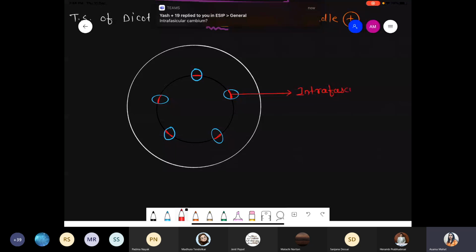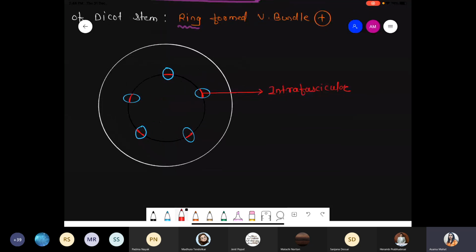Intrafascicular cambium. Why are we talking about the intra? Because they are present between the xylem and the phloem. For simplicity, I just removed one vascular bundle. Inside this vascular bundle, there is a red line, that is called the intrafascicular cambium, which is a part of the cambium. Toward the outer side, there is the primary phloem, P for phloem, and there is the primary xylem, X for xylem.